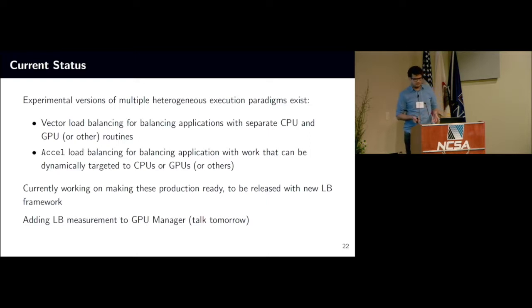There's also something else called Excel load balancing. And that's mostly used for applications that have work that can be dynamically targeted. So if I have a particular routine that I could run on the CPU or the GPU, it'll figure out where to run it using some metrics, and then actually run it there. And it'll use runtime information to figure all these things out.